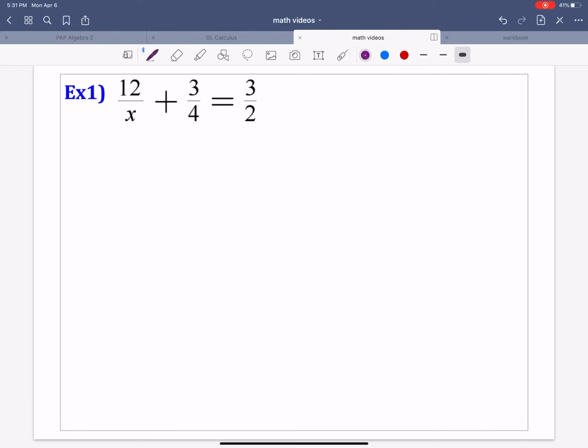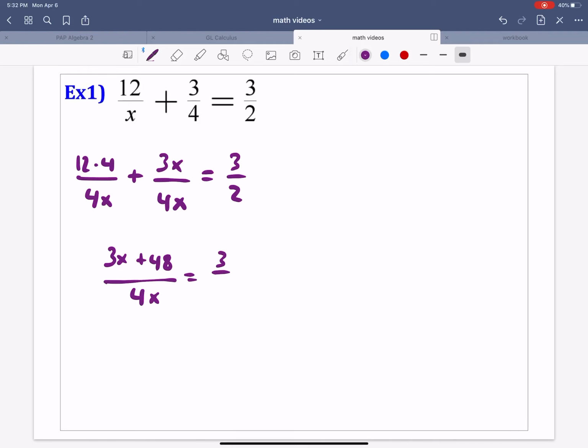All right, example 1. 12 over x plus 3/4 equals 3 over 2. Simple enough, okay? Step 1 is to get one fraction equals one fraction. So I'm going to need to take these 2 fractions on the left and find a common denominator. The common denominator here is going to be 4x, okay? So I have to multiply the 12 by 4 and the x by 4 to get 12 times 4 over 4x, plus 3x over 4x. Multiply the top and the bottom by x. Now, you can leave the right-hand fraction alone. You don't have to do anything with it. Okay, so clean up the left-hand side. 12 times 4 is 48. We'll do 3x plus 48, all over 4x equals 3 over 2.